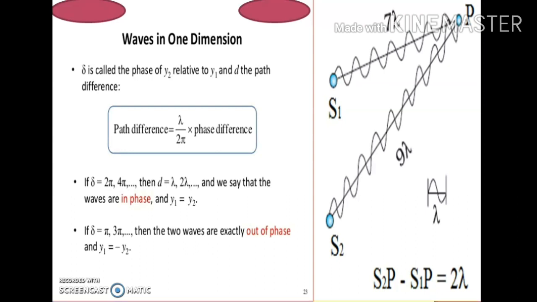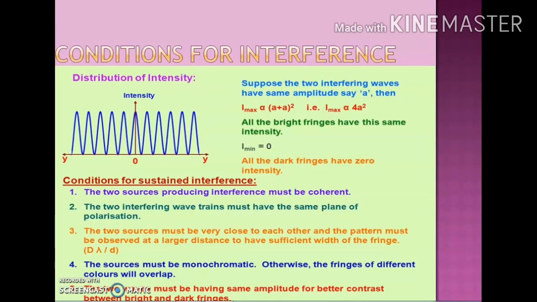Now look at the starting points S1 and S2. You can see the two waves are originating in the same phase. But due to the path difference of 2 lambda, there will be a phase difference of 4 pi between these two waves. Now we will discuss the conditions for interference.